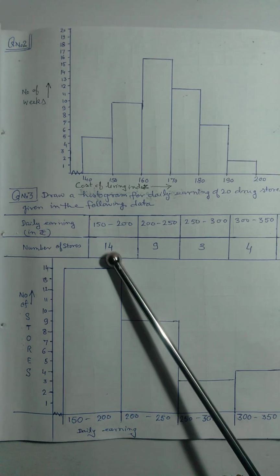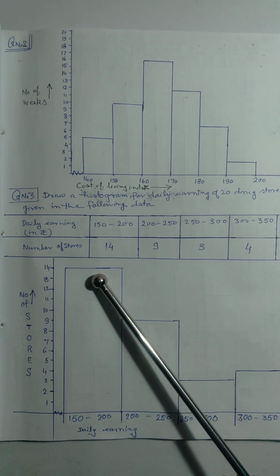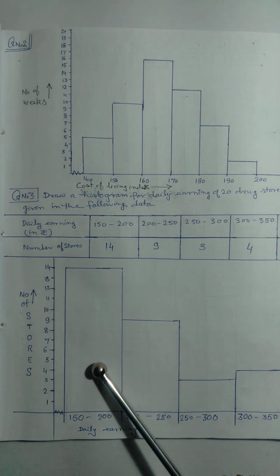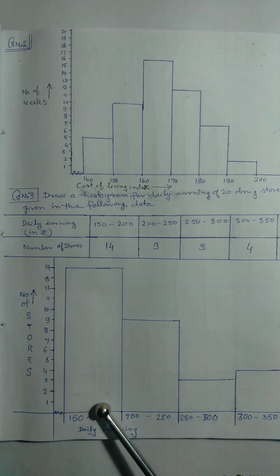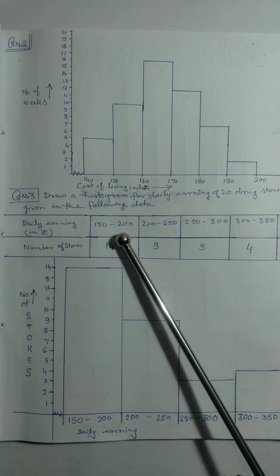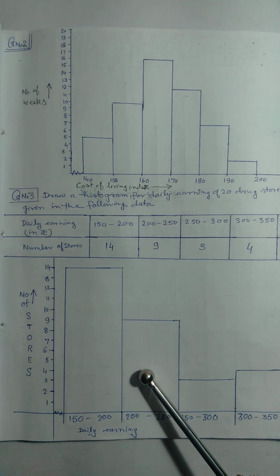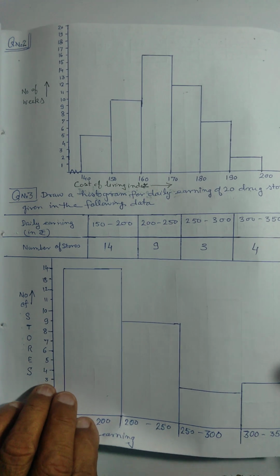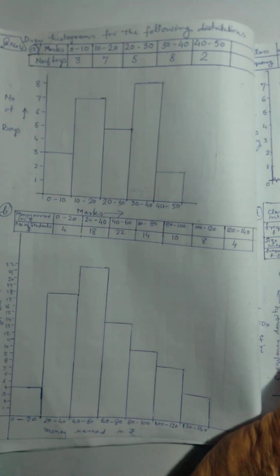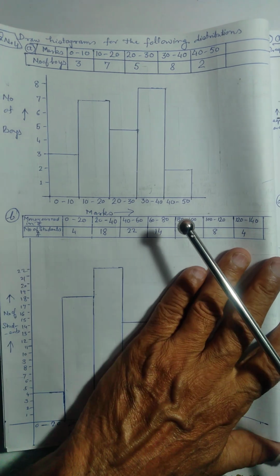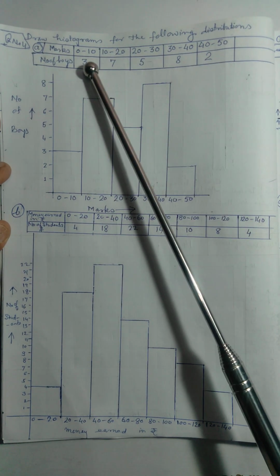Again, with the help of data, we have to construct a vertical rectangle that will represent the length, meaning height will represent the number of stores, and this will represent the class. You see 150 to 200, so 150 to 200. In this way, we can prepare the histogram. Now come to question number 4. Draw the histogram of the following distribution.